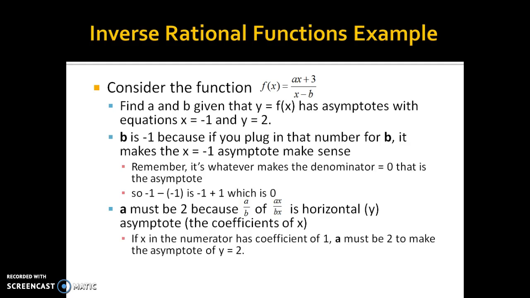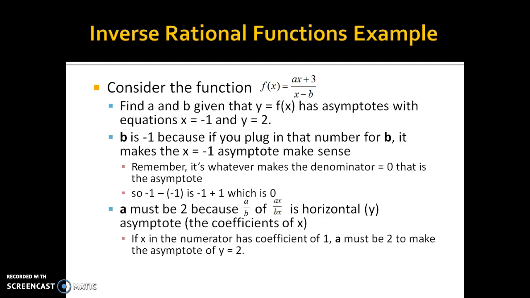The easiest one to find first is b, because it's the denominator, and remember that's the x values. So you want to find what makes the whole denominator equal 0. If the asymptote is x equals -1, that means if you plug in -1 for x, so -1 minus b, what value of b makes it 0? That would be -1, because -1 minus -1, which is also -1 plus 1, equals 0. So that is the value of b.